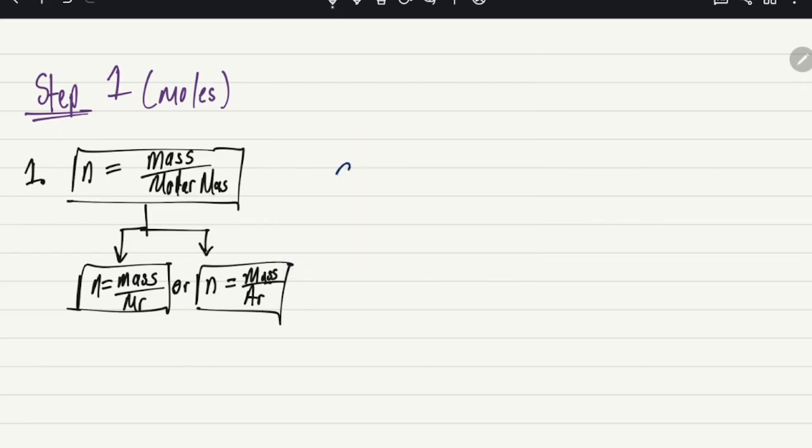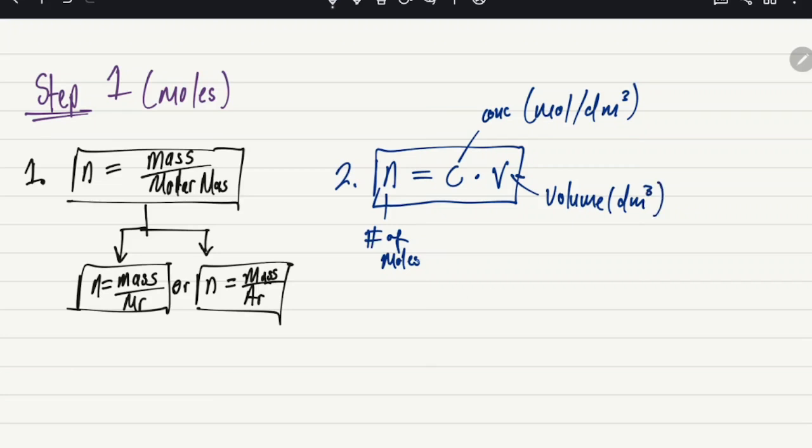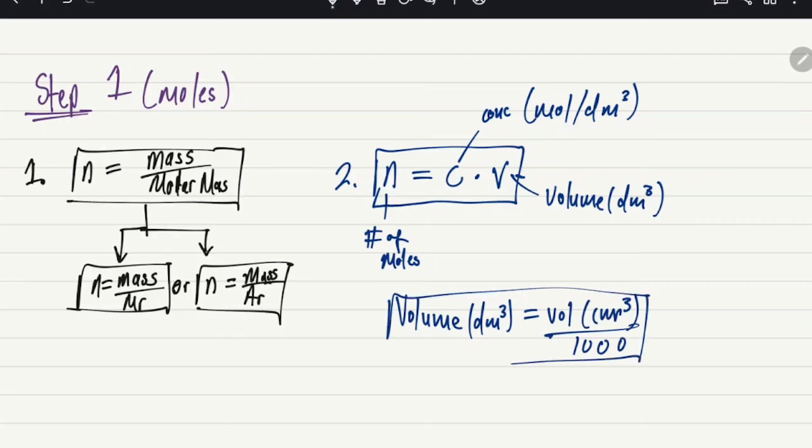Then method number 2 is number of moles is equal to concentration times volume. This is going to be the second formula for number of moles. Your concentration should be in moles per dm cubed, times the volume. Your volume should be in dm cubed, but they'll always give you in cm cubed. So you remember I said you must first do this: volume in dm cubed will be equal to volume in cm cubed divided by 1,000. That's how you get volume, and then you multiply by concentration.